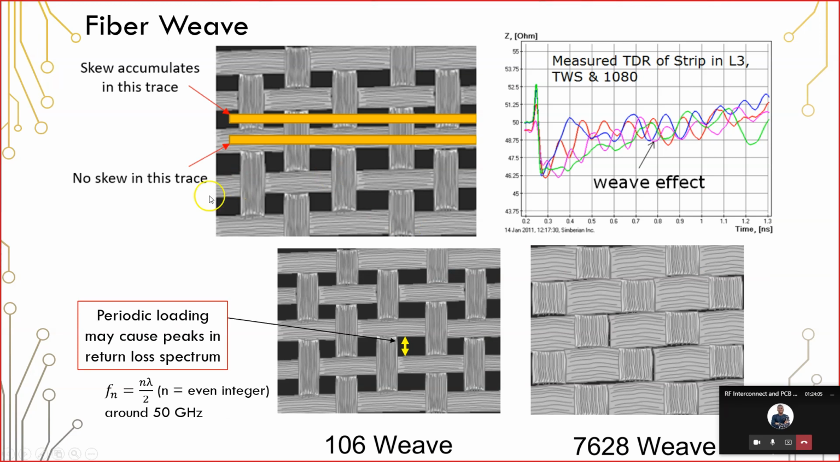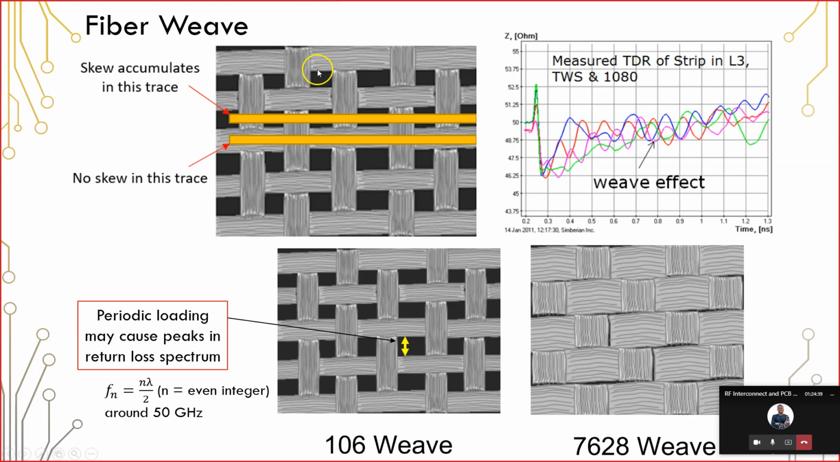So the next thing to consider in fiberglass epoxy resin substrates is the fiber weave effect. This is often brought up in the context of differential pair routing, and it is true that it is important in differential pair routing. The reason is that these different regions in this substrate have different dielectric constants. That means waves traveling along, let's say, this top trace will have a different velocity in these black regions versus in the glass region.